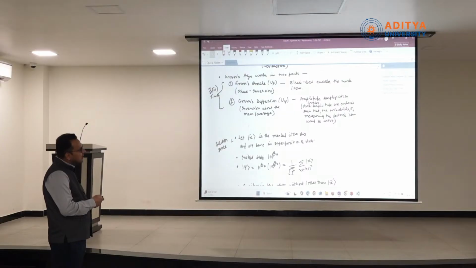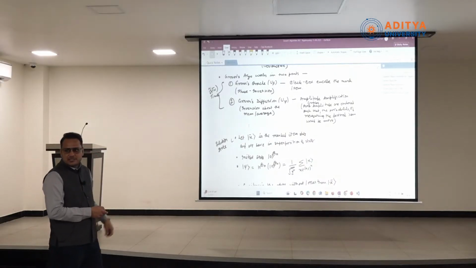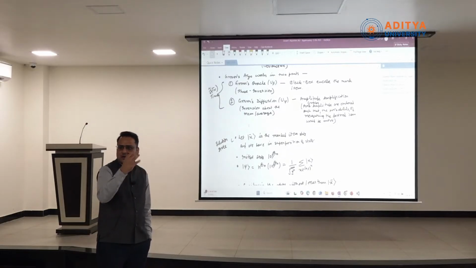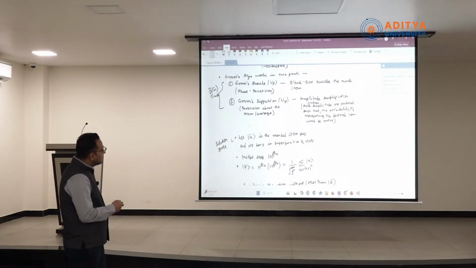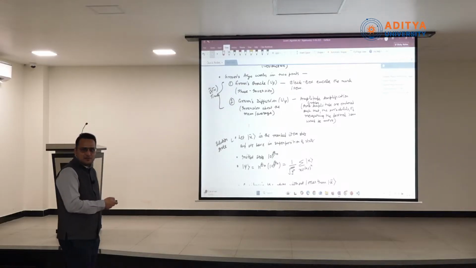Phase inversion is a black box that is encoded with the marked item. Understood? This is encoded with the marked item. And the Grover's diffusion, which is inversion about the mean or inversion about the average, is responsible for doing this task. And this task is basically used for the amplitude amplification purpose.